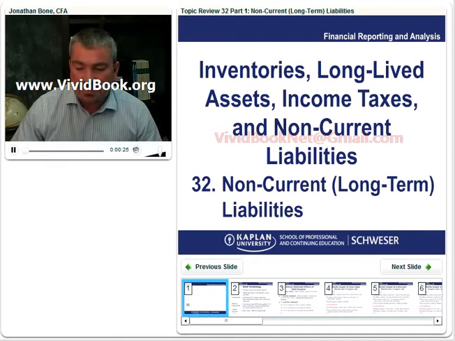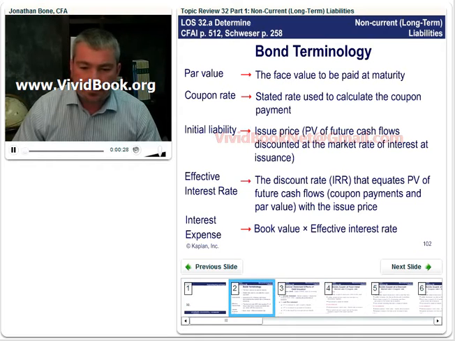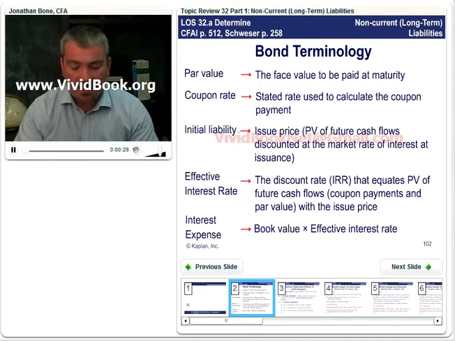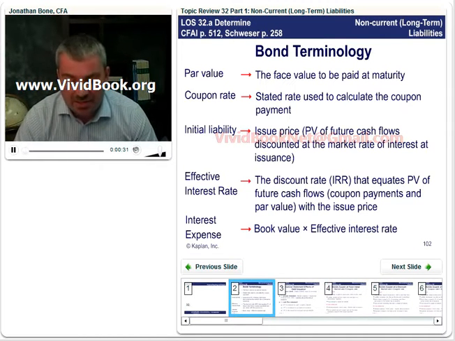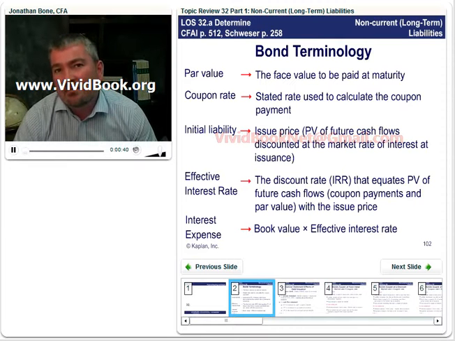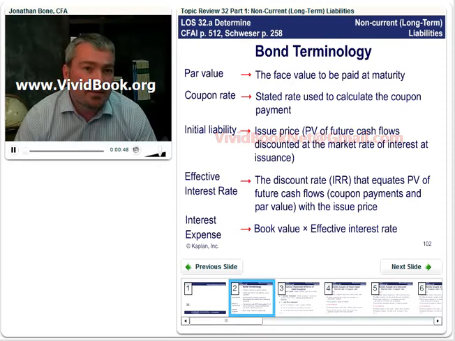Okay, let's get into our first learning outcome. So our first learning outcome asks us to determine the initial recognition and subsequent measure of bonds. Well, let's just do some definitions first so we feel comfortable. Par value. Now, the par value of a bond, of course, is the face value of the bond, and you receive that as an investor at the maturity date of the bond. Sometimes we'll refer to this as the redemption value.